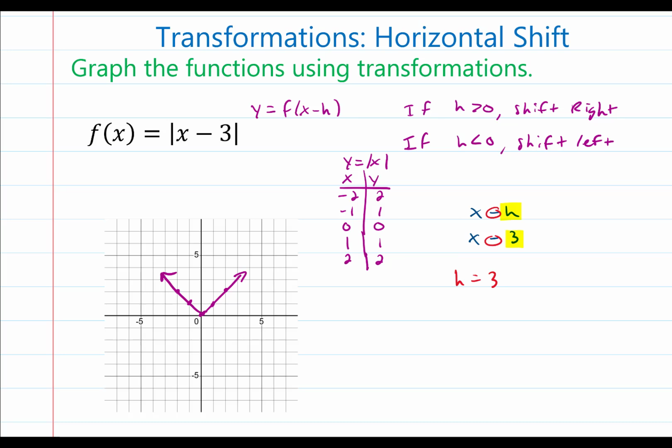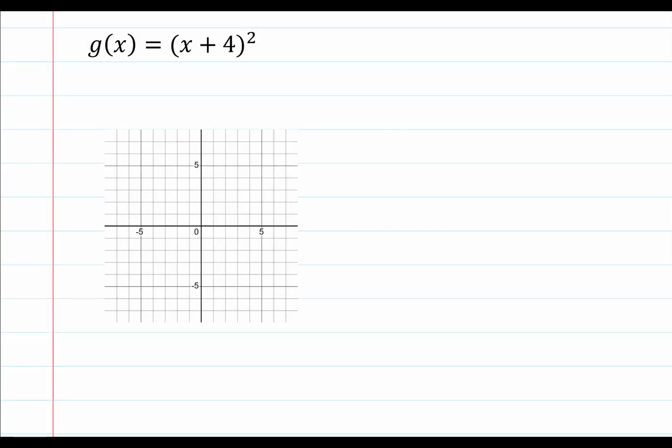So if h is positive 3, that means we're going to shift this graph, move every point to the right 3 units. Also, another way to think of it is that we will add 3 units to every x coordinate. This will now give us a graph of 3, 0, 4, 1, and 5, 2. We also have points of 2, 1, and finally 1, 2. And so that shift has changed all x coordinates by adding a constant of 3, but the y coordinates will remain the same.